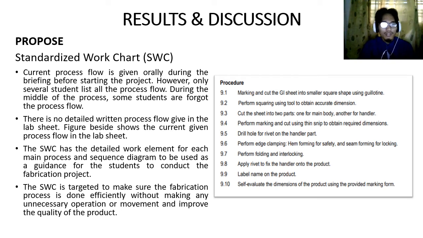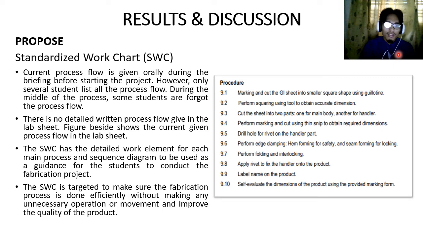Moreover, there is no detailed written process flow given in the lab sheet. The figure beside shows the current process flow in the lab sheet. The current procedure is too general and not helping during the fabrication process. The SWC has the detailed work elements for each main process and sequence diagram to be used as guidance for the students to conduct the fabrication project.